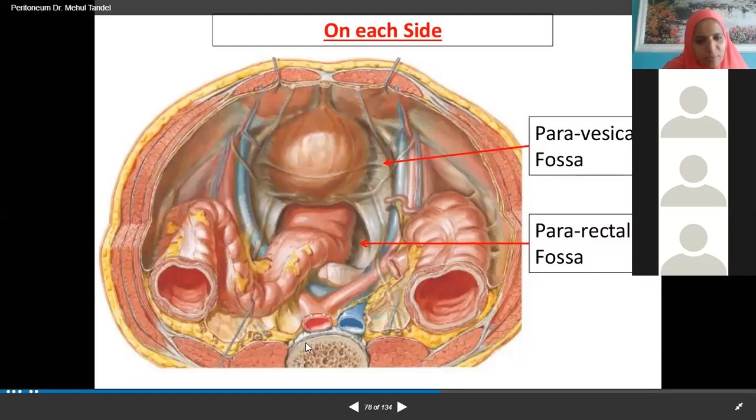Lower down. What is the name of this blood vessel here? Aorta. Very good. This one? Inferior vena cava. Excellent. Very good. This will be psoas major muscle.